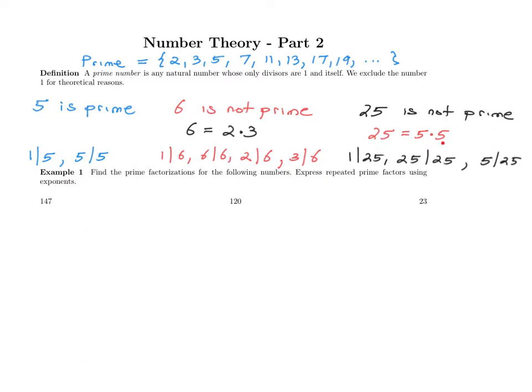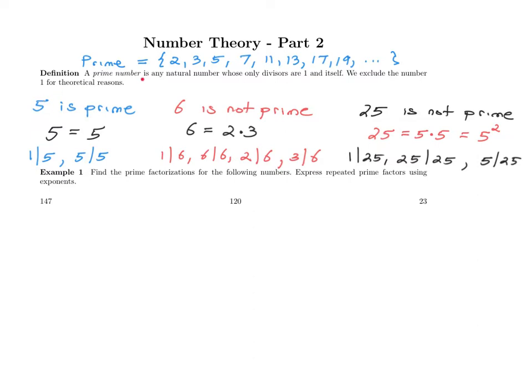Now, there's another way that you can write this. Instead of putting 5 times 5, it's more concise to say that's 5 squared. So if we have a prime that is repeated, I'll use an exponent instead of writing them out in a row. So 6 is 2 times 3, that's its prime factorization. 25 is 5 squared, that is its prime factorization. And what about 5? 5 is simply equal to 5. It is its own prime factorization.